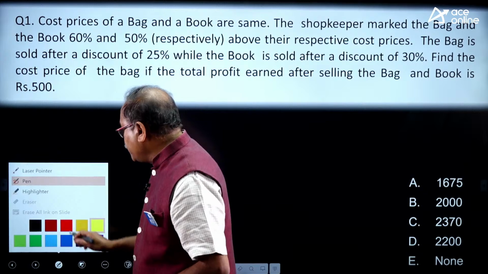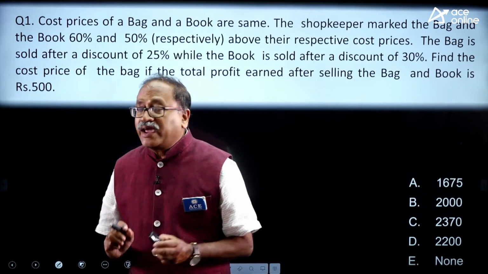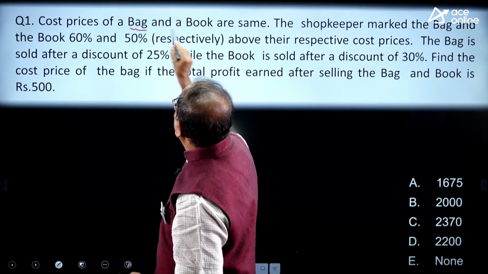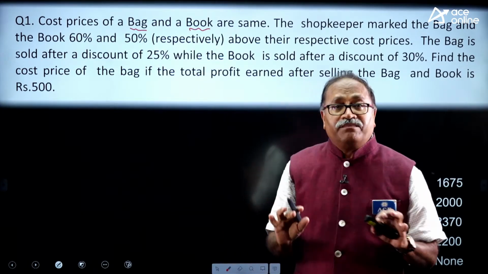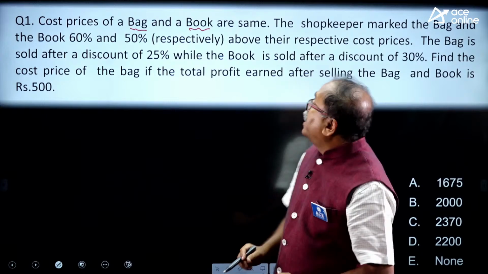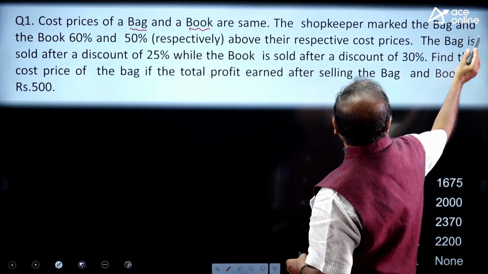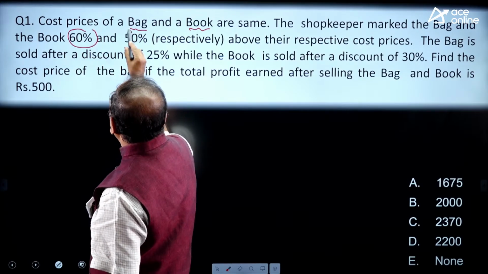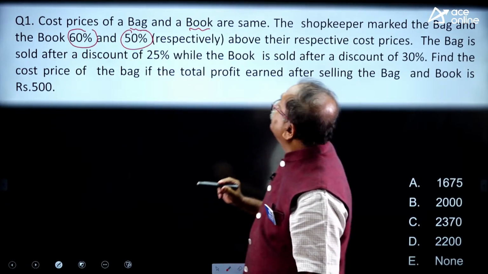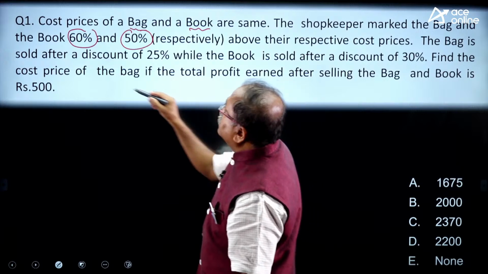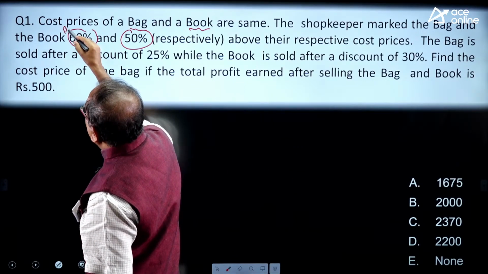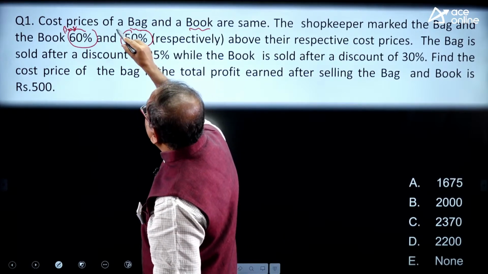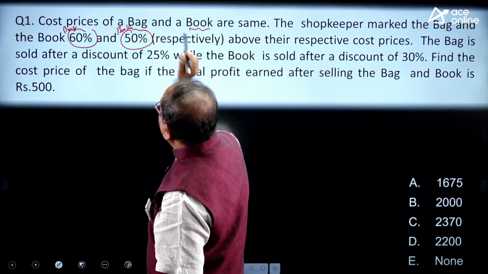What is there in this question? First I will go through the facts. Now look at this one. The cost price of a bag and a book are the same. The CP is the same. And the shopkeeper marked the bag and book with 60% and 50% respectively. That means the bag is marked with 60% and the book is marked with 50%.